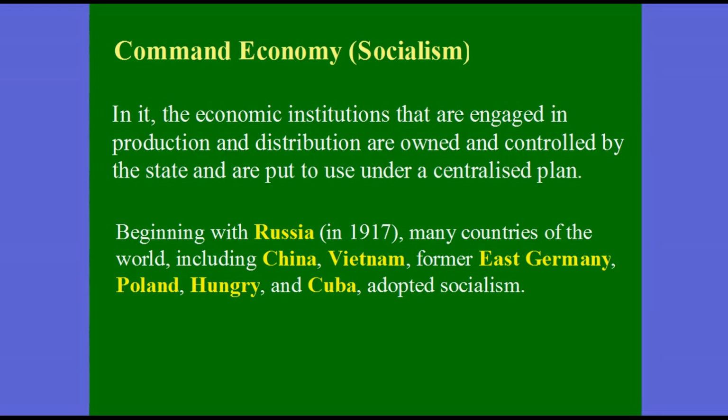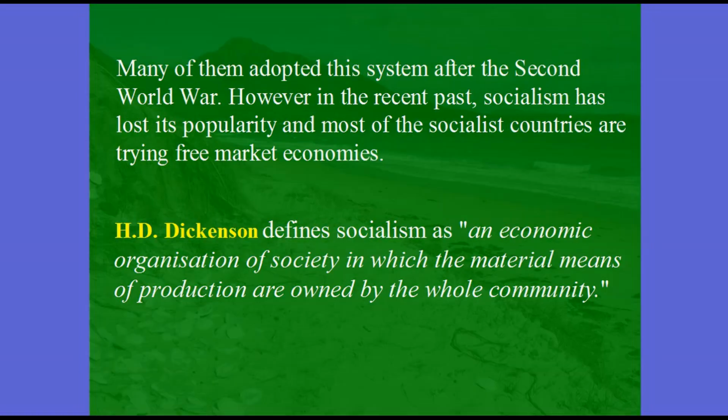Command economy or socialism. This is an economic system in which economic institutions, production, and distribution are owned by the government or the state. The system began in 1917 in Russia. After that, many countries adopted this system. China, Vietnam, East Germany, Poland, Hungary, and Cuba are some examples that adopted the command economic system, particularly after the Second World War. Many nations adopted socialism after the Second World War.